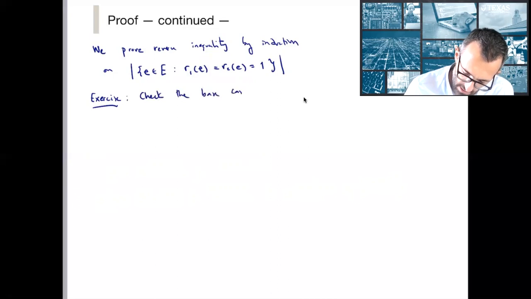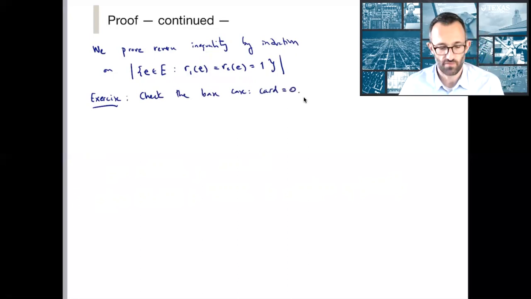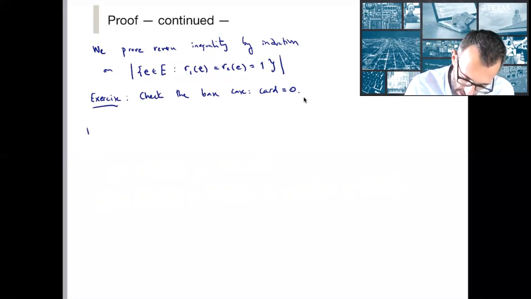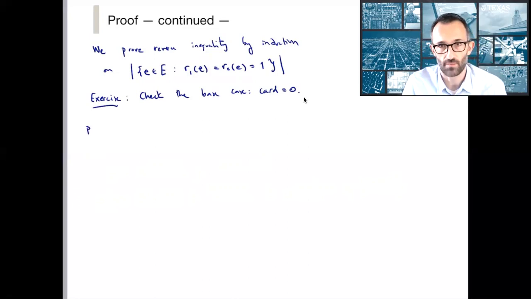Check the base case where this cardinality is equal to 0. So fill in those details. Okay, so we're going to assume that it's greater than 0, and also assume my inductive hypothesis is going to be that this holds for all matroids where this cardinality has a particular size. We'll show it holds for one more.